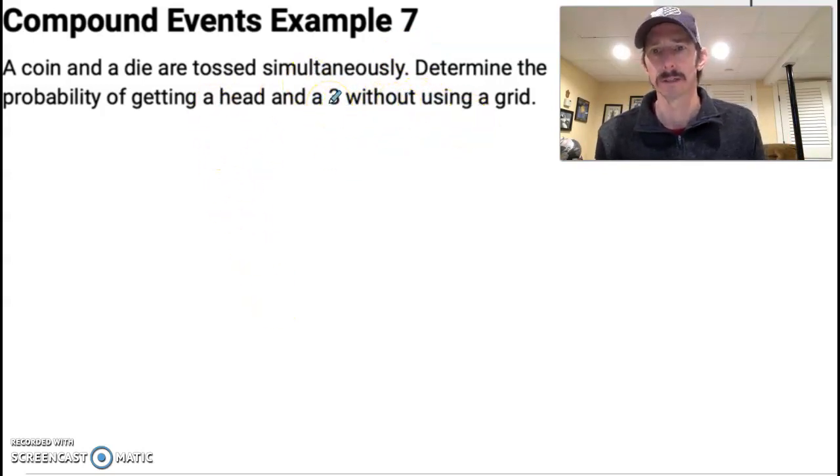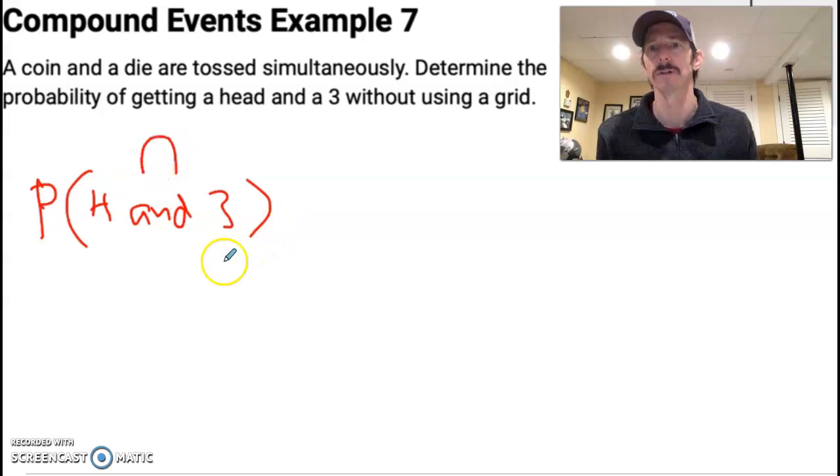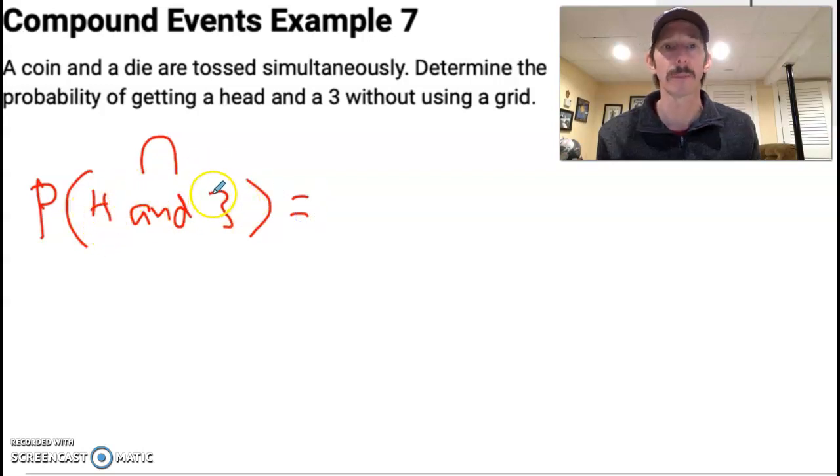I don't want to use a grid, so I'm going to start using kind of fancy notation, the probability of getting a head and a 3. And later we'll use a different notation for this word and. It's going to be this kind of horseshoe looking thing, but it's going to go that direction. That means I can, again, flipping a coin and rolling a die, independent. They do not impact each other.